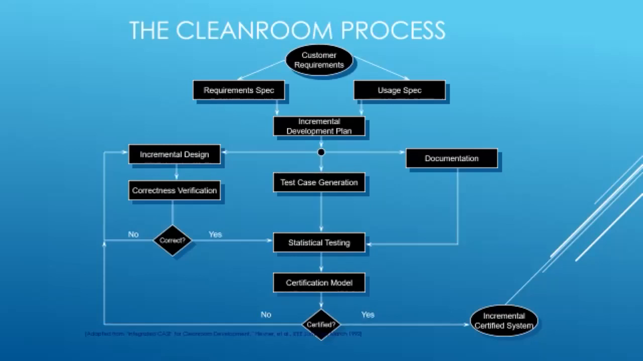Suppose correctness or verification is carried out, yes, go to the statistical testing and certification model. Again, we have to check whether it is certified or not. If certified, then go to the incremental certified system. If no, then again go to the previous process and further process is carried out up to the certified model.